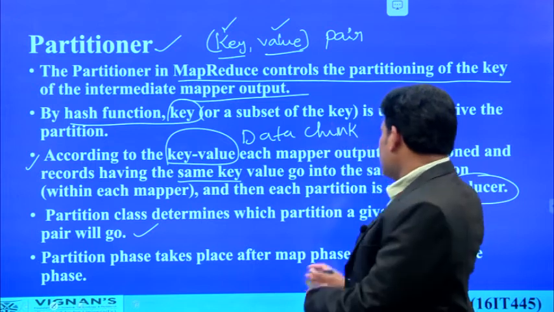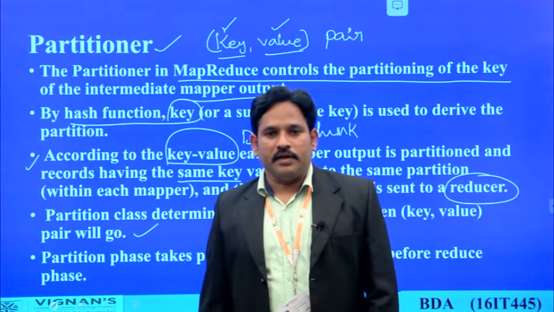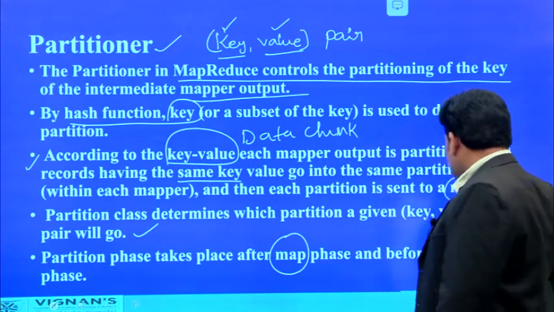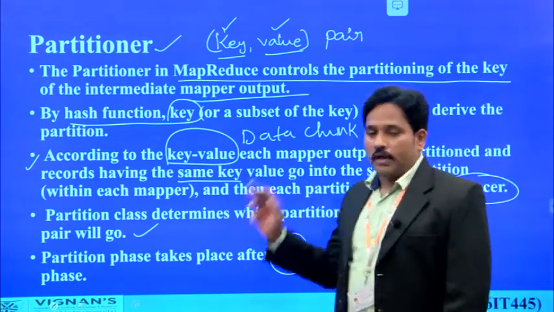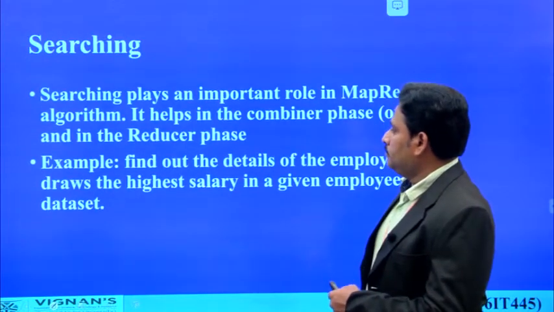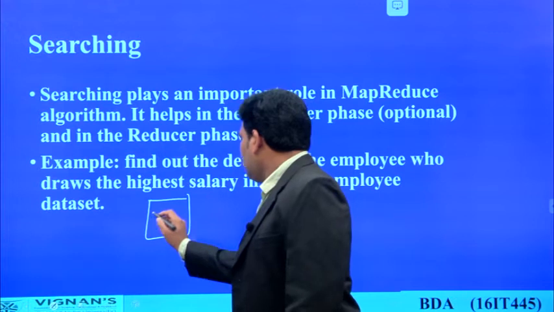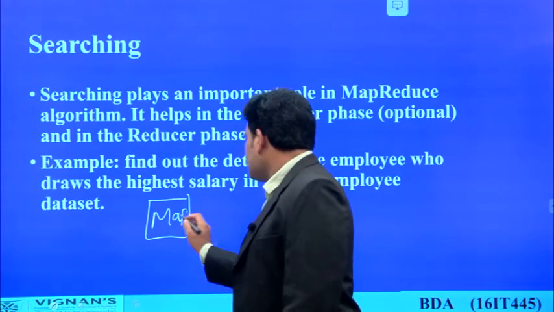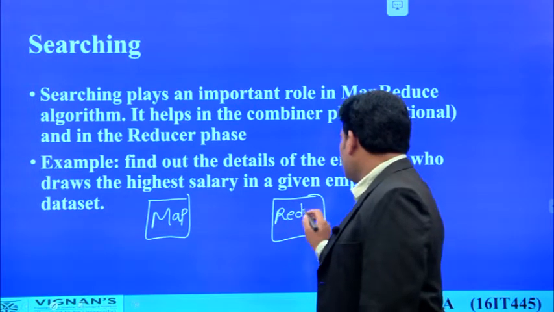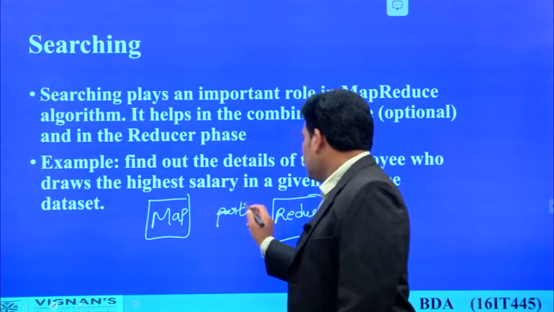Now, partitioning takes place after the map phase and before the reducer phase, that is, in between mapper and reducer. Between the mapper and reducer phase, we are going to apply the partitioner. That means in between. Now, we will see how this will work. Between the mapper phase and the reduce phase, we are going to apply the partitioner.